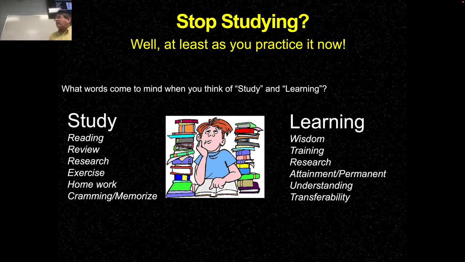These are some things that I came up with. You might think of training. You might think of wisdom. You might think of, again, I heard research, right? Attainment, permanent, right? If I study something, I might know it in that moment, but if I've learned it, I retain it and I keep it kind of permanently and forever, right? I'm able to use it over and over again. Understanding, transferability. What do I mean by transferability?